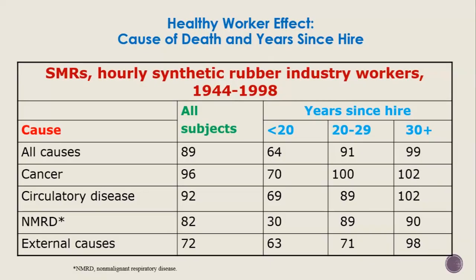So an example of a strong healthy worker effect: if you look at 89, all right, if you look at 72 for external causes for all subjects, this is 28% less in workers. So that healthy worker effect would be very strong compared to say 96, which is 4% less. Are you following? Am I making sense?